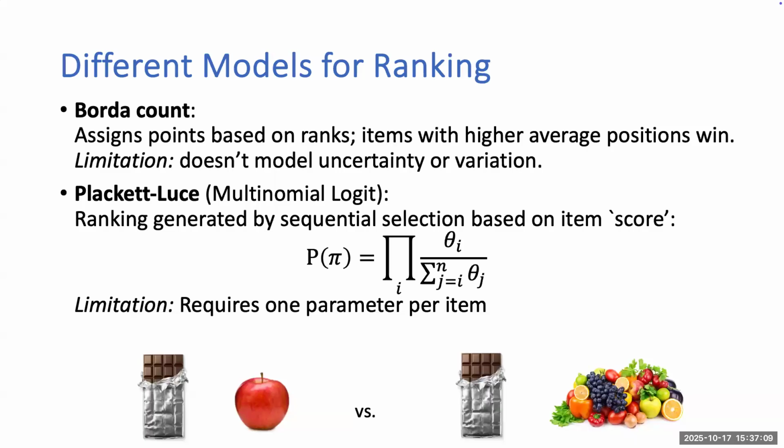Each item is getting a score, theta i. Here I'm giving you the probability that I rank theta 1, then theta 2, up to theta n. The probability of choosing theta 1 in the first place is just theta 1 over the sum of everything. Then we choose the next one independently, like theta 2 over the sum of the rest.